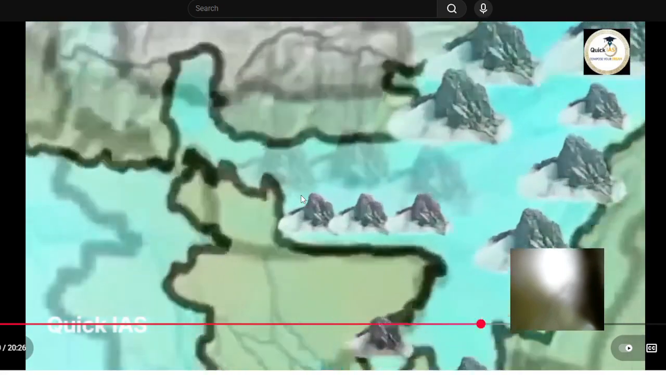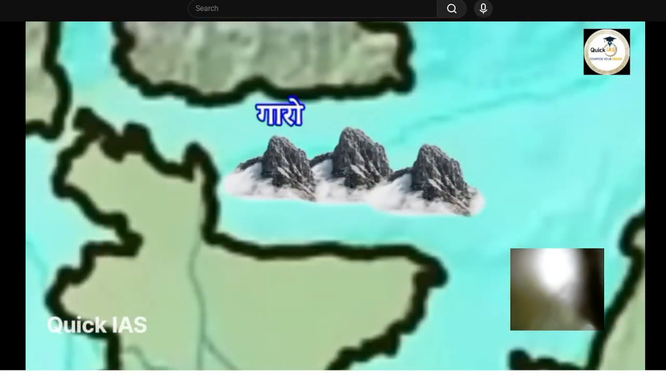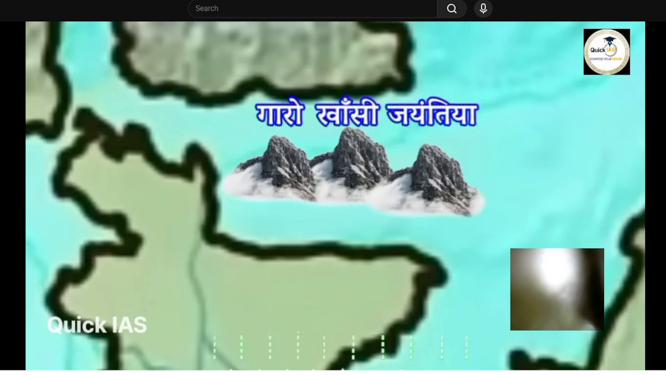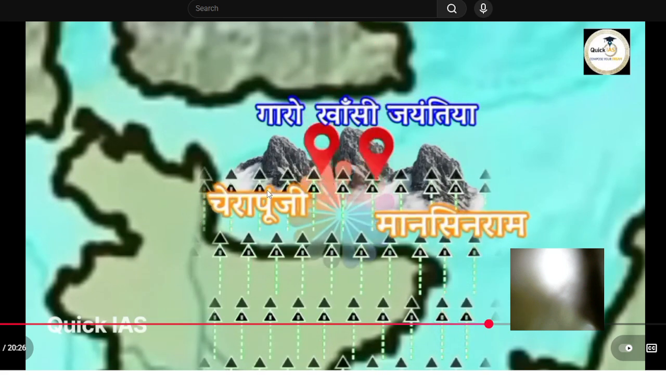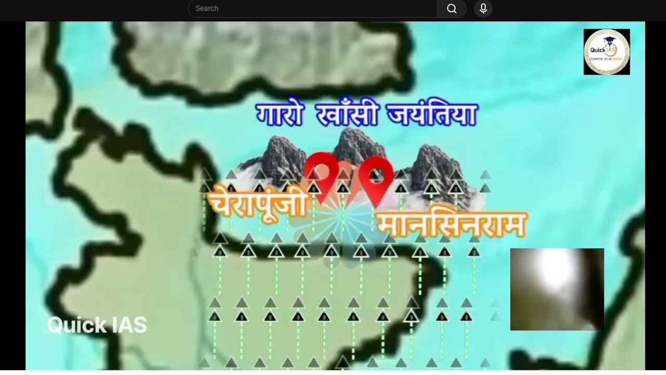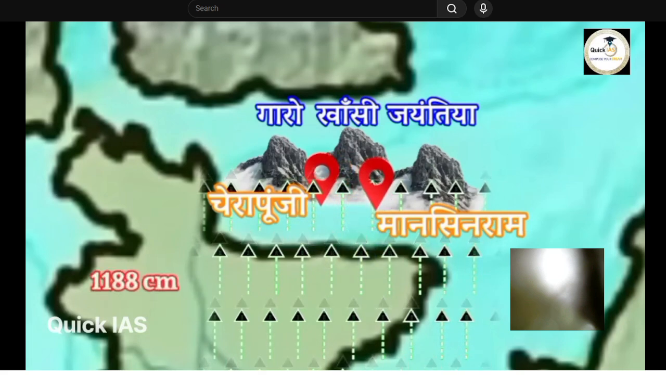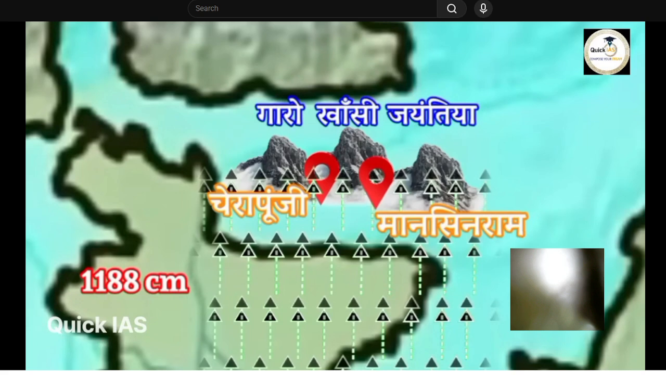Meghalaya has three major mountain ranges: Garo, Khasi, and Jaintia. When the monsoon collides with these three mountains, heavy rainfall occurs here. Cherrapunji and Mawsynram are located in its interior. These two regions receive the highest rainfall in the world, receiving over 11 centimeters of rainfall.